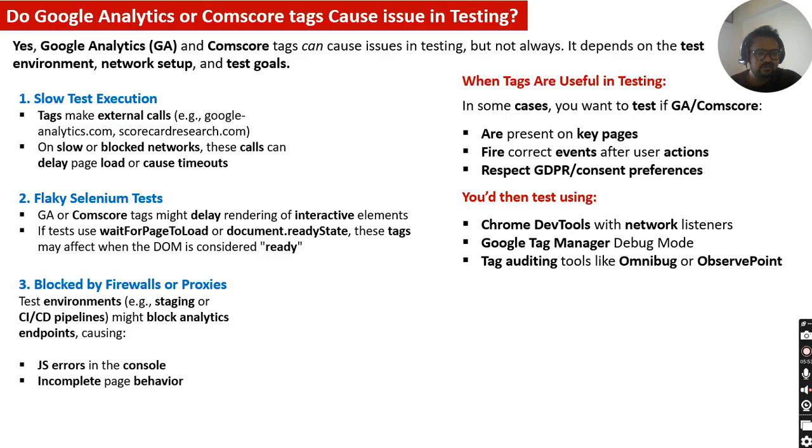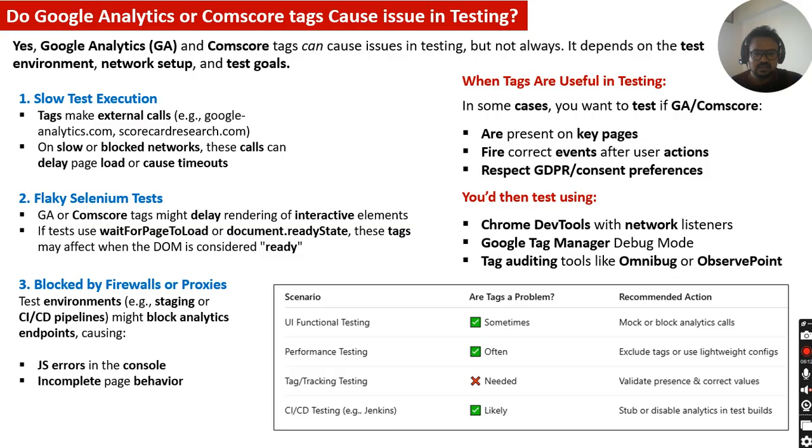Okay, so for testing you can use the Chrome dev tools, in the network listener. Then you can use Google Tag Manager in debug mode, and then tag auditing tools like Omnibug and ObservePoint. Those are the tag auditing tools. So you can use the tag auditing tools as well to do the testing of this kind of tags for your automations.